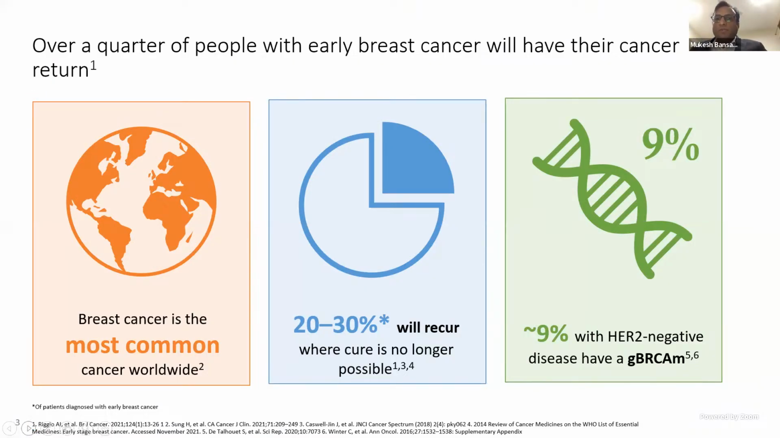So as we know, breast cancer is the most common cancer worldwide. Around 20 to 30% will recur where cure is no longer possible. So basically around 25 to 30% have distant recurrences and go for the palliative setting. And around 9% of patients with HER2 negative disease have a germline BRCA mutation.